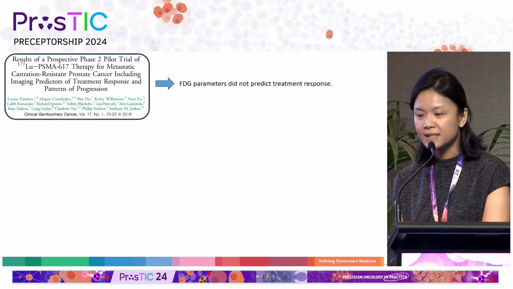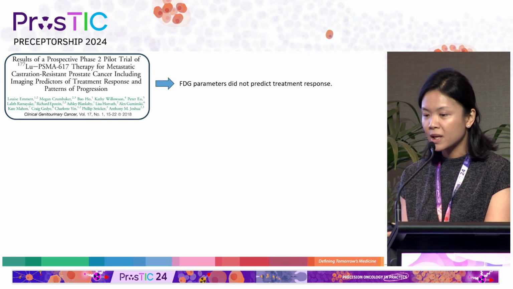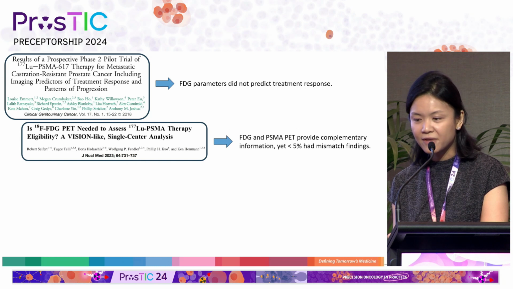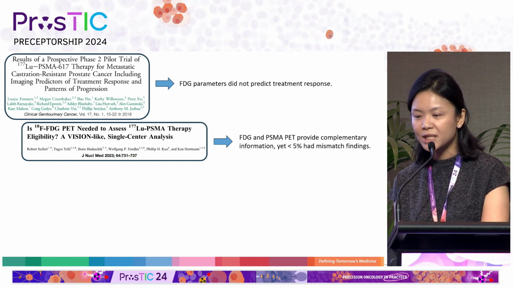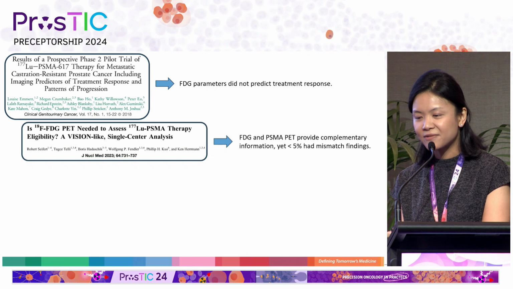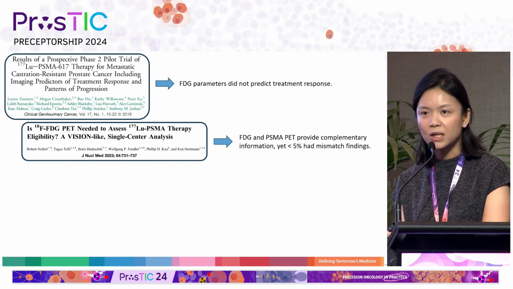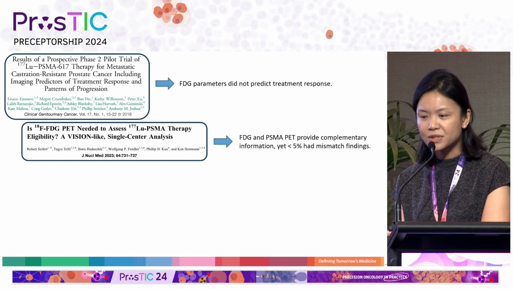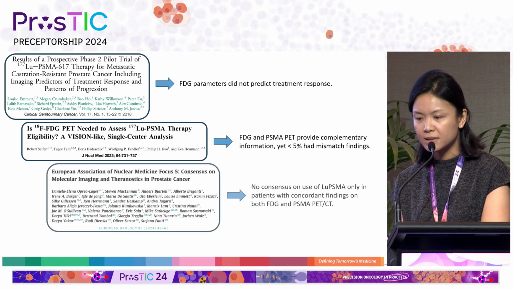There are, however, studies out there that do not show that FDG PET predicts treatment response, and some say yes, FDG and PSMA PET do provide complementary information, but yet there is less than 5% of mismatch findings when they look at the PSMA and FDG PET findings versus the PSMA findings alone. I think the key here really is the percentage of mismatch, the percentage of discordance. What percentage of discordance would you call as discordance? 3%, 5%, that you will exclude patients from treatment.